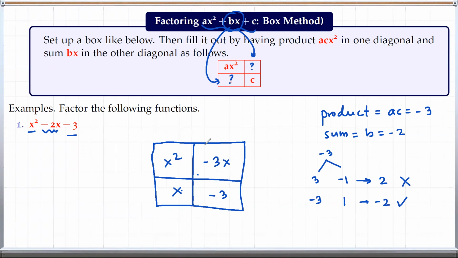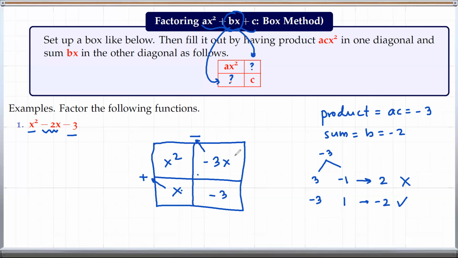Now we need to decide the sign, whether positive or negative, that goes here and over here. Since this is negative, we will use negative over here. So whatever sign you have over here, that sign goes over here, and whatever sign you have here, that goes here. We have positive x here, so we'll just put positive over there.